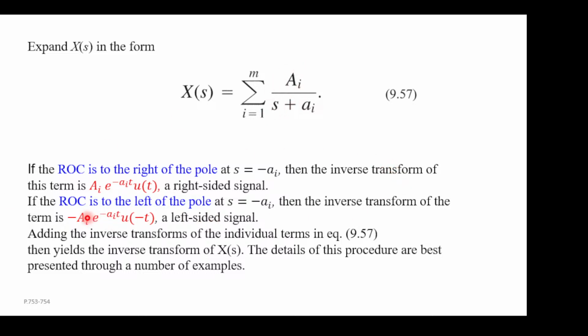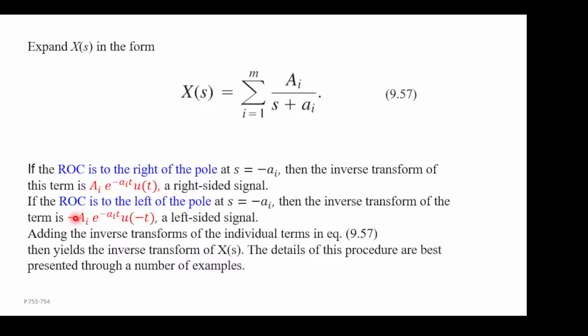And as we said, it depends on which ROC you pick. This thing has a pole for every i, at minus a_i. And as we know, if the ROC is to the right side, then you should pick the right-sided function equal to e to the minus a_i t u of t. And if the ROC is to the left side, you should pick the left-sided function equal to minus e to the minus a_i t u of minus t. So that's really it.